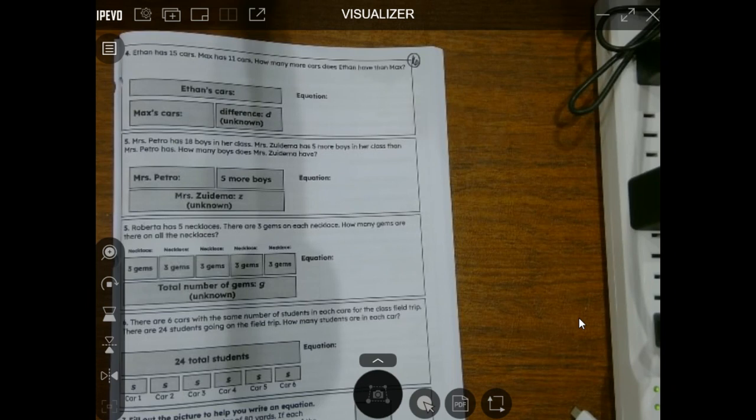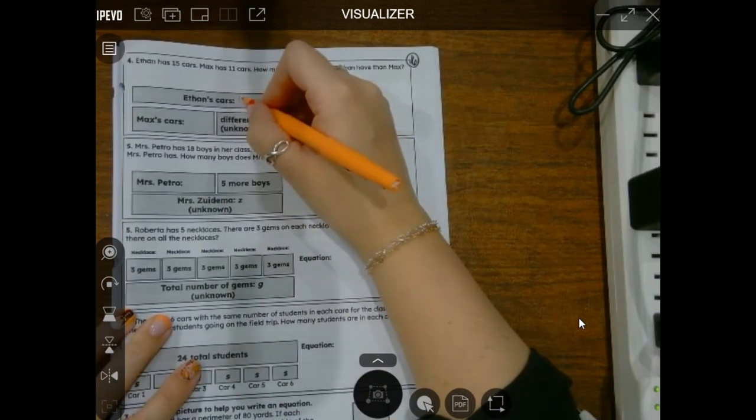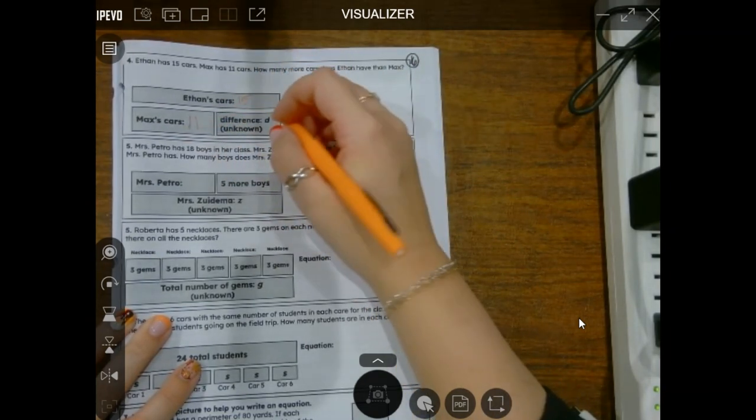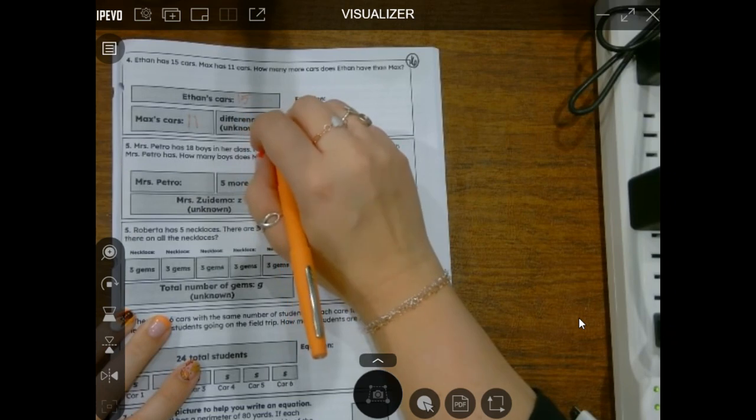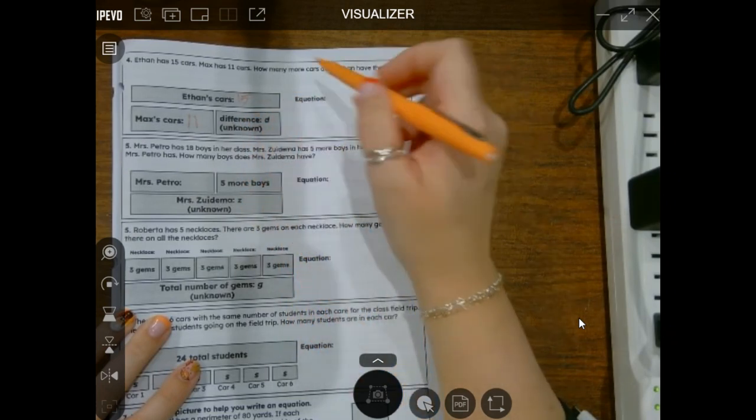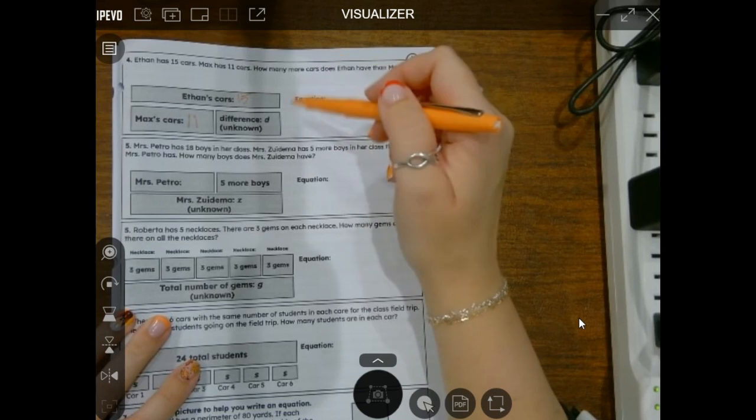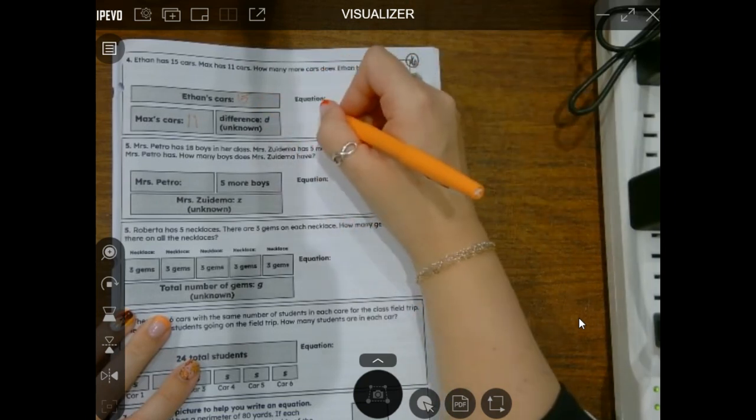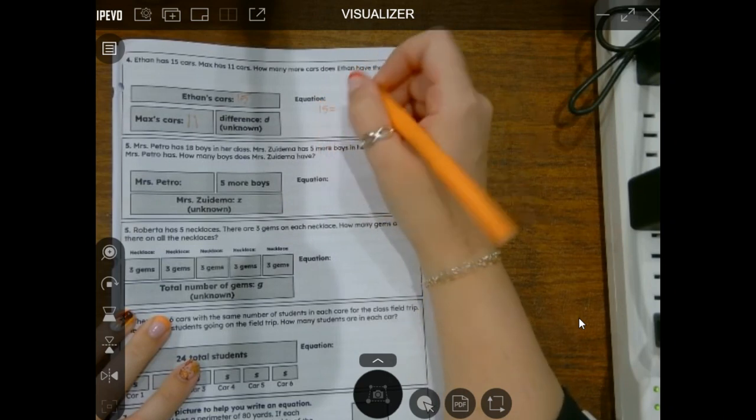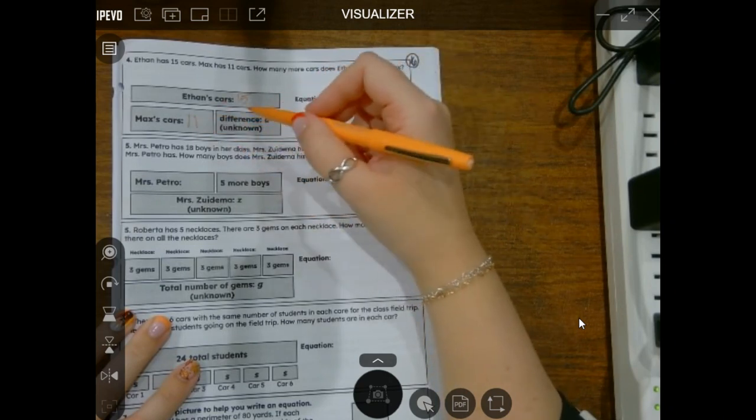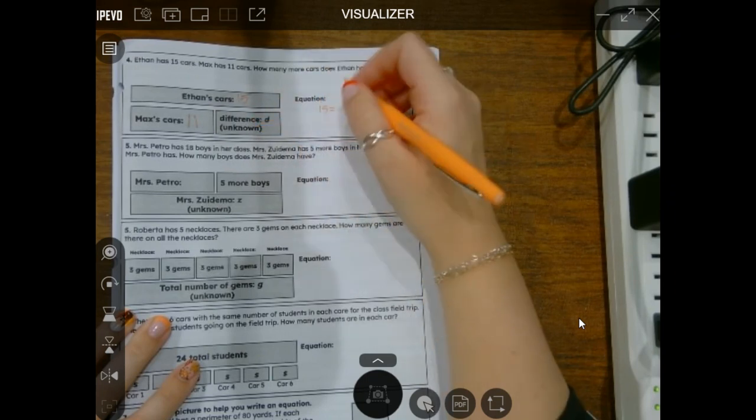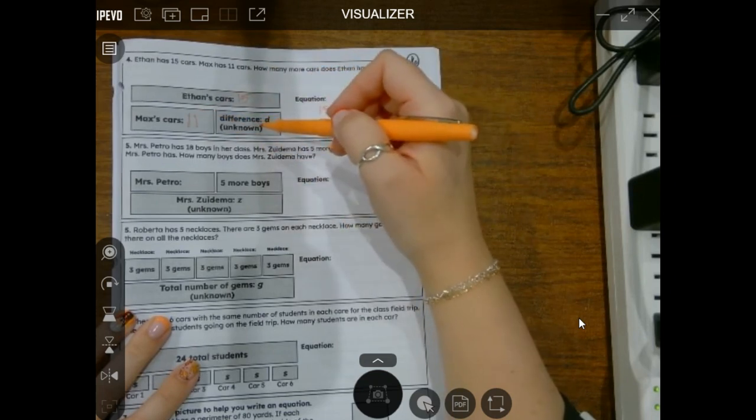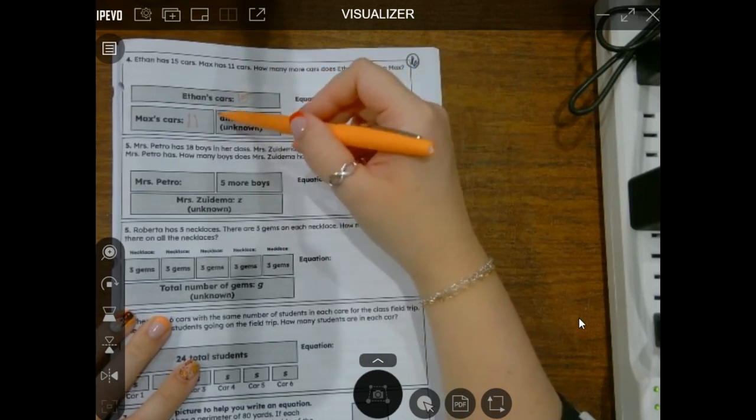It says Ethan has 15 cars. So Ethan has 15. Max has 11. So here's Max. He has 11 cars. And then the difference, we don't know. So it says, how many more cars does Ethan have than Max? So when you see how many more, that tells me it's a difference problem, right? So the total, Ethan, is equal to this, what do you think? Plus this, right? So this plus this will then tell me what the difference is between this and this one.